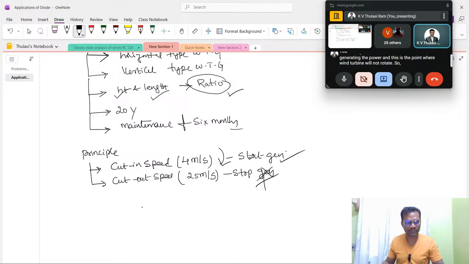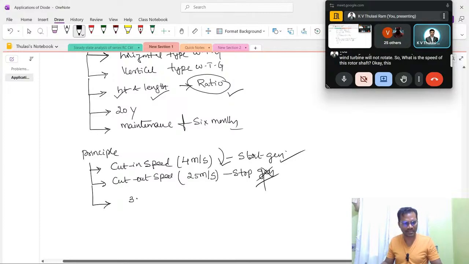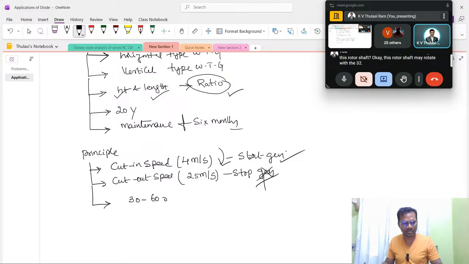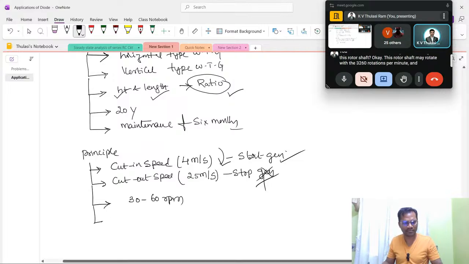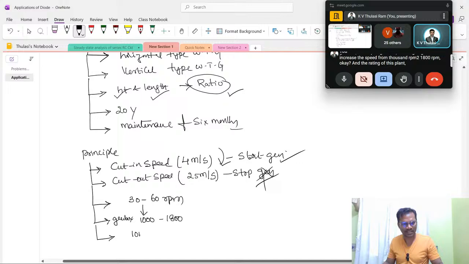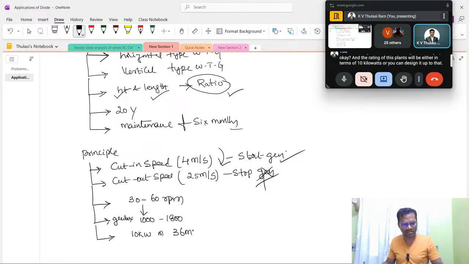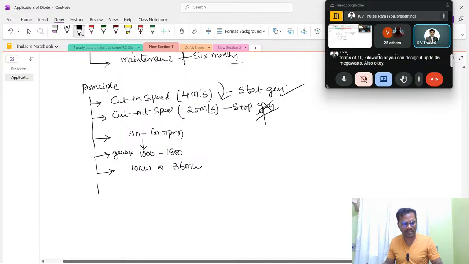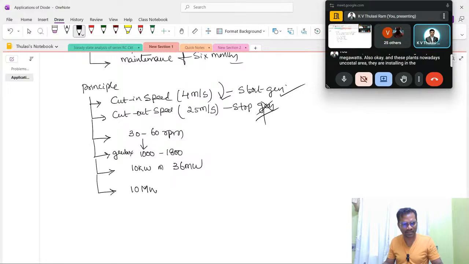So what is the speed of this rotor shaft? This rotor shaft may rotate at 30 to 60 rotations per minute, and with the help of the gearbox, which I already showed you, we are going to increase the speed from 1000 rpm to 1800 rpm. The rating of these plants will be either 10 kilowatts, or you can design them up to 36 megawatts also. And nowadays on the coastal area they are installing plants in the rating of 10 megawatts.